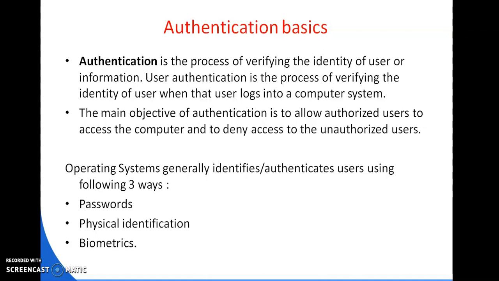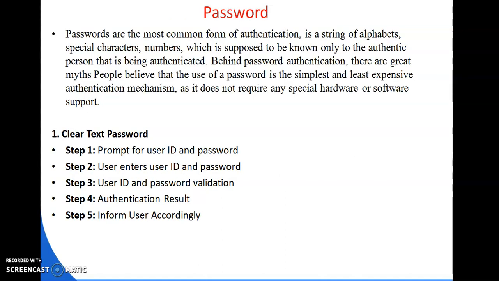So the operating system generally identifies and authenticates users in the following three ways: by password, physical identification, and biometrics. So first come to the password part. Passwords are the most common form of authentication. A password is a string of alphabets, special characters, and numbers, which is supposed to be known only to the person being authenticated. Behind password authentication, there are great myths. People believe that the use of a password is the simplest and least expensive authentication mechanism, as it does not require any special hardware or software support.